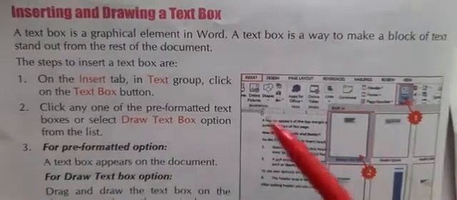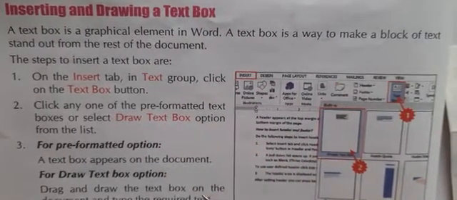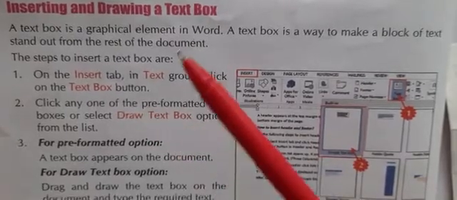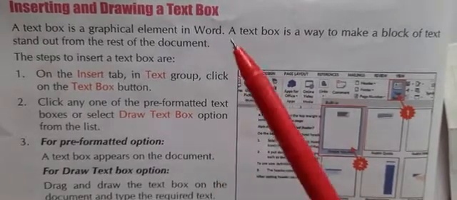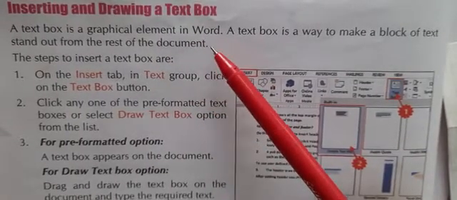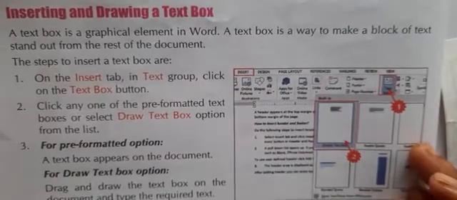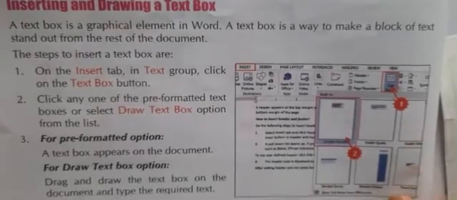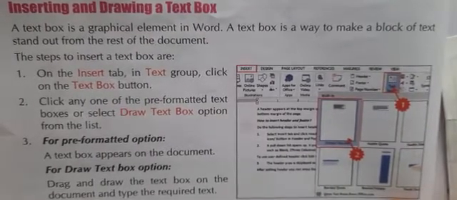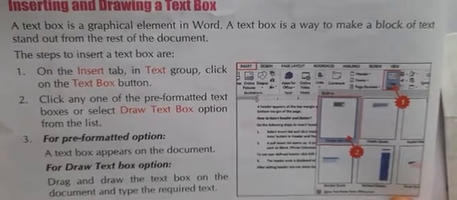Now we will learn how we can insert and draw a text box. What is a text box? It is a graphical element in Word which is used to type text. A text box is a way to make a block of text stand out from the rest of the document. If we want some text to appear different or stand out from the rest of the document, we can insert text boxes.